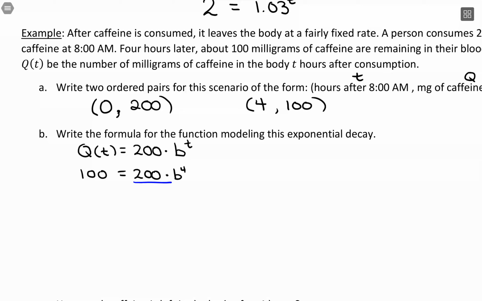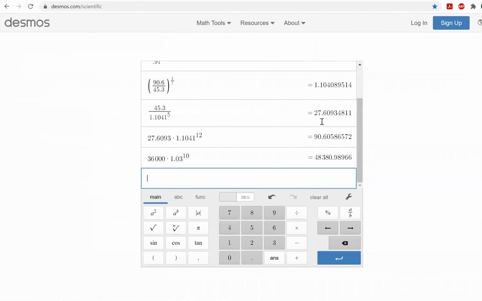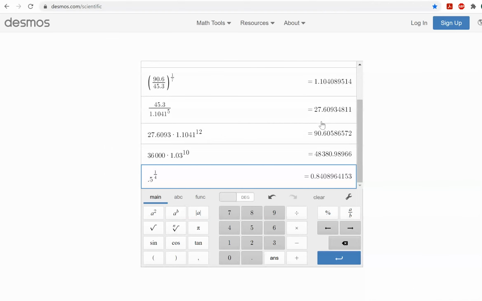So I'm going to divide both sides by 200. So 100 divided by 2 is a half. So I'll go ahead with 0.5 equals b to the 4th power. Then I want to get rid of that exponent of 4, so I'm going to raise it to an exponent of 1/4, and I'm going to do that to both sides of the equation. And that should give me a value for b. I'll go to a calculator to help me out with 0.5 to the power of 1/4. And we get 0.8409, rounding to the 4th decimal place.